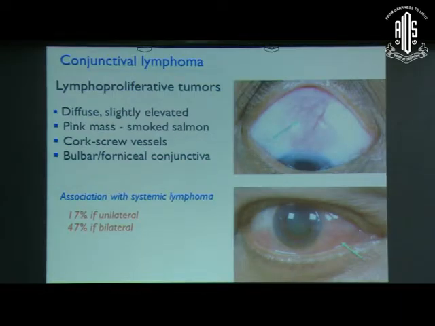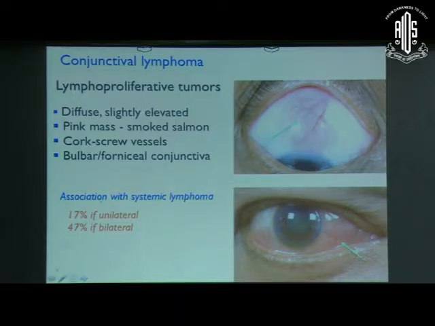Other lesion, conjunctival lymphoma, this is also actually a spectrum similar like OSSN. It is a spectrum of reactive lymphoid hyperplasia and atypical lymphoid hyperplasia and then conjunctival lymphoma. So usually it has the typical salmon colored appearance. Now the importance in conjunctival lymphoma is the systemic association. All right.